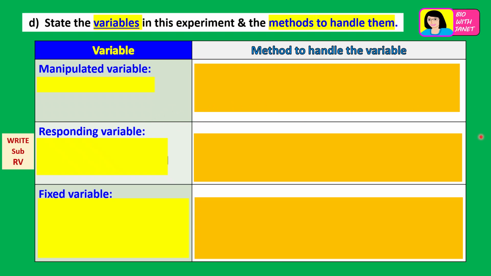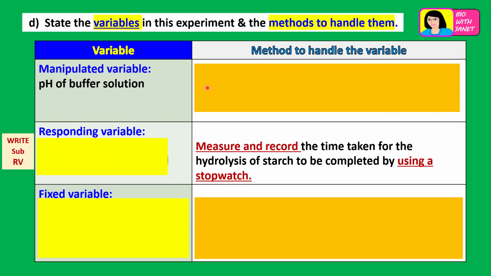So what is the manipulated variable? It is the pH of the buffer solution. And then the method to handle the variable. Our keywords are use something of different something, and that different something is the MV. So use buffer solutions of different pH, such as, and you can give the examples, pH 4, pH 7 and pH 9. Write in the examples. So use different something.